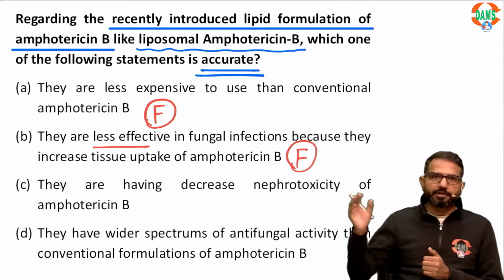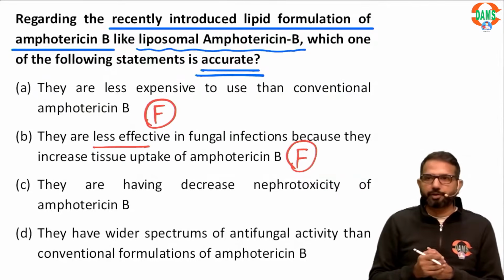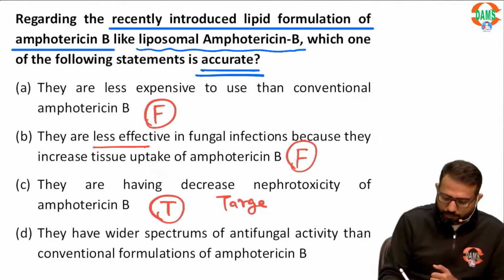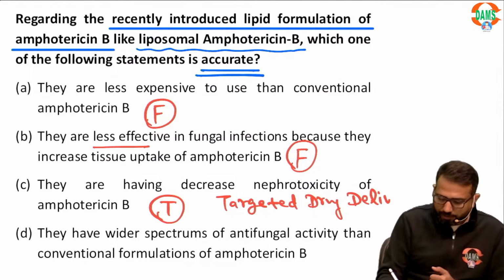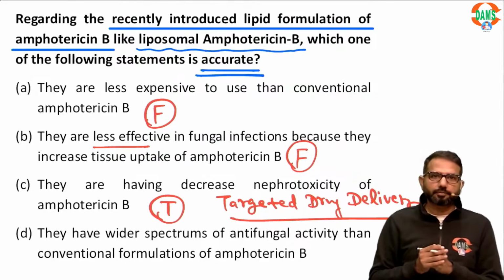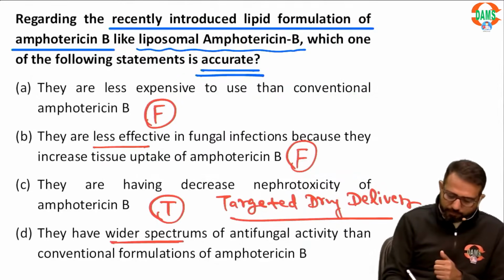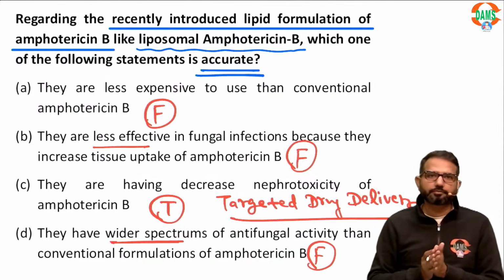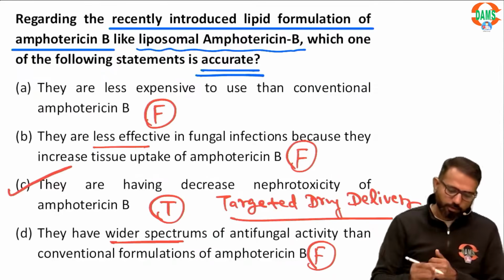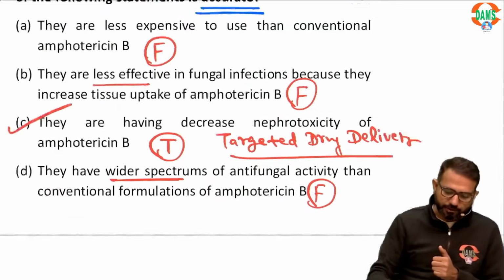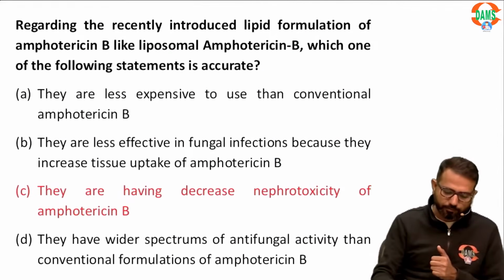Then they have decreased nephrotoxicity of Amphotericin B. Yes, that is the purpose. The targeted drug delivery. Because of targeted drug delivery, you will get less toxic effect. They have a wider spectrum. No, the spectrum will be the same. The spectrum has not been changed. The drug is the same. So the correct answer will be option C. Option C is the correct answer.